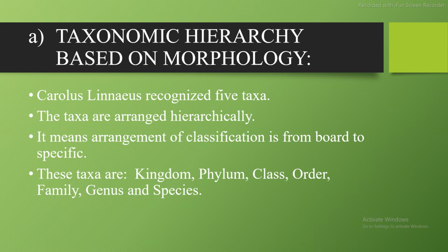Taxonomic hierarchy based on morphology. Carolus Linnaeus recognized the taxa. The taxa are arranged hierarchically. It means the arrangement of classification is from the broad to the specific. The taxa are kingdom, phylum, class, order, family, genus, and species.